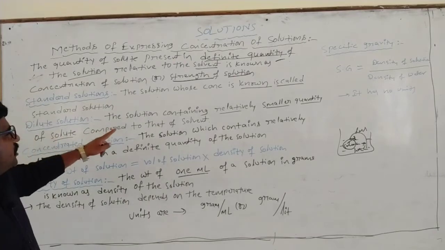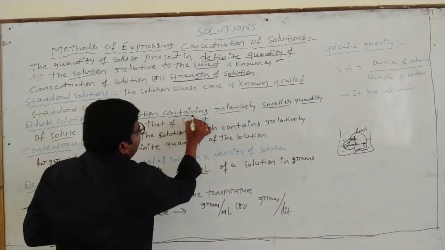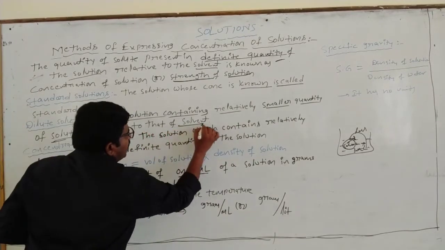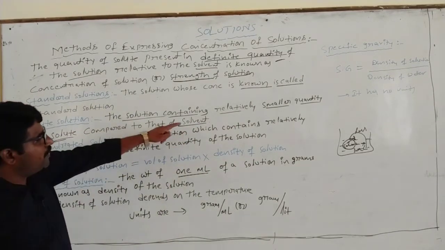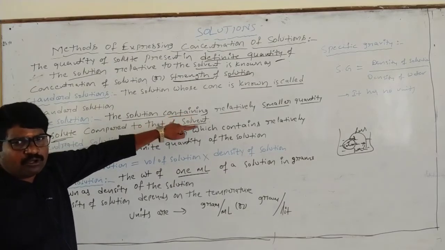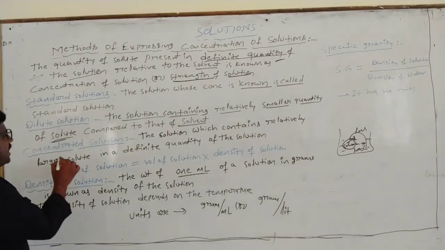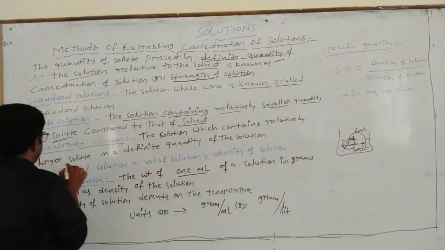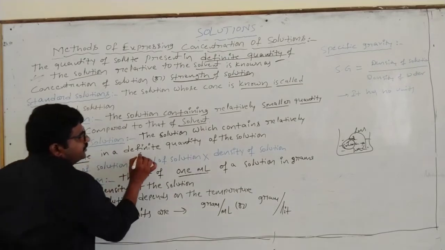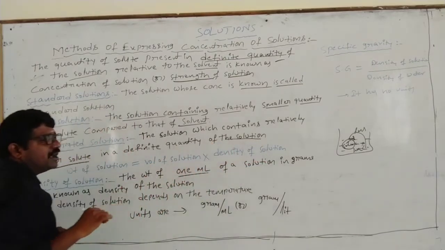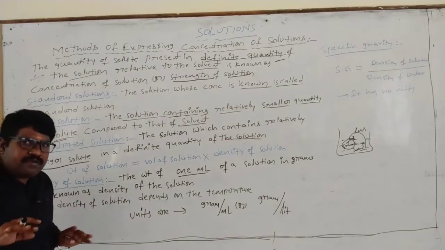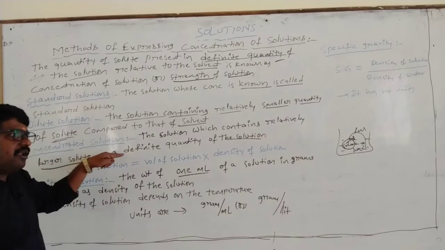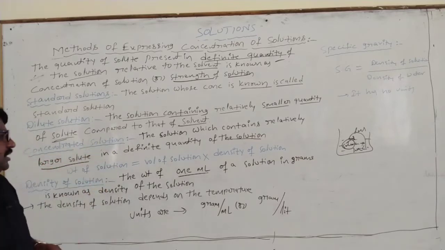So a dilute solution means a solution containing a relatively smaller quantity of solute compared to the solvent. It means the solvent quantity is more than the solute. Coming to the concentrated solution: the solution which contains relatively larger solute. A solution is solute plus solvent, as you know very well. So when the solute is larger than the solvent, that is called a concentrated solution.